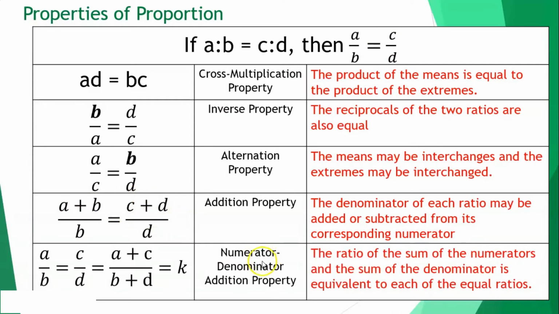Okay, another. We have here the numerator-denominator addition property. It states that the ratio of the sum of the numerators and the sum of the denominators is equivalent to each of the equal ratios. So again, originally we have this, so we can write A plus C over B plus D is equal to a constant k. So take note of that.